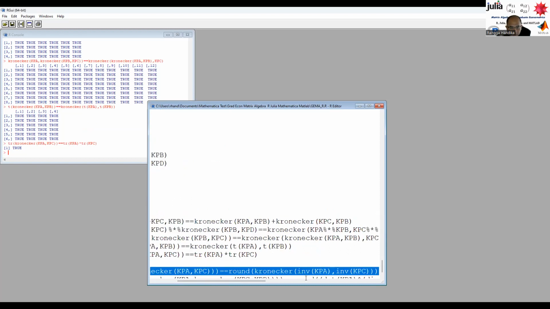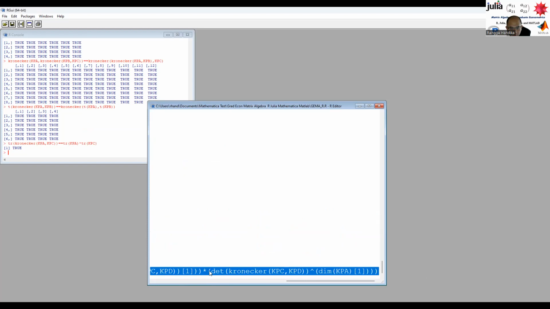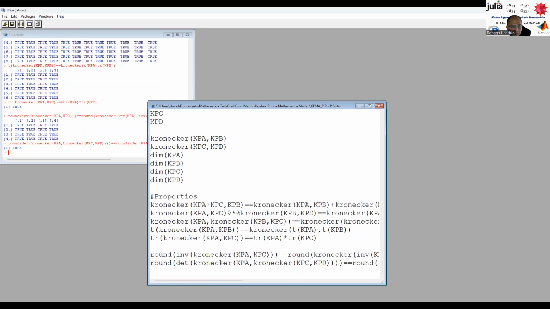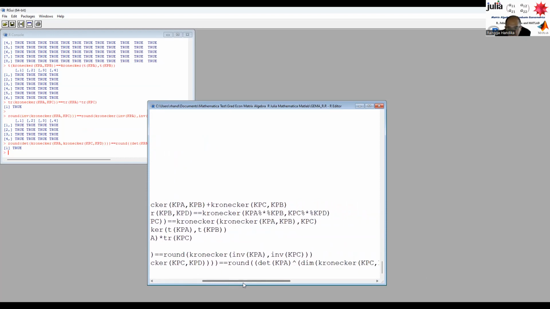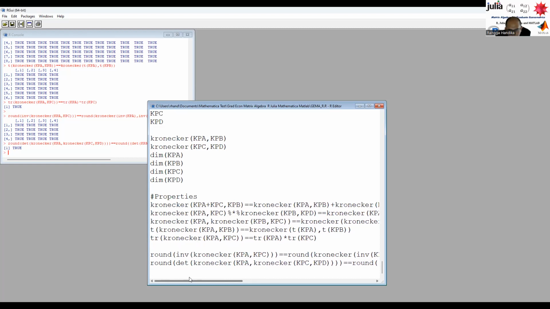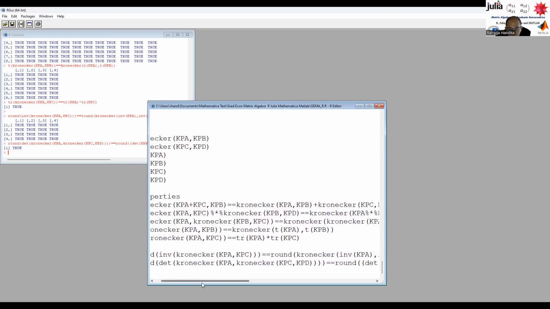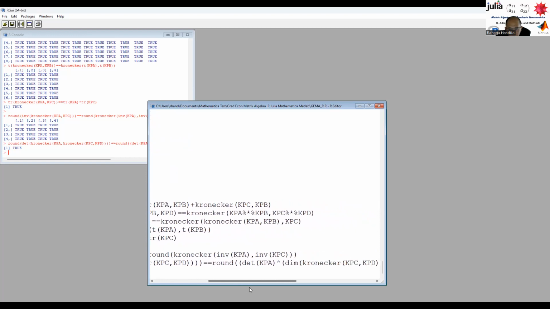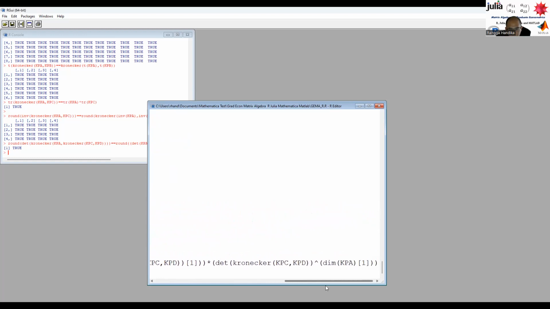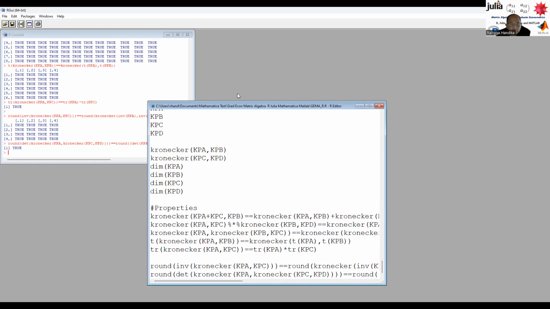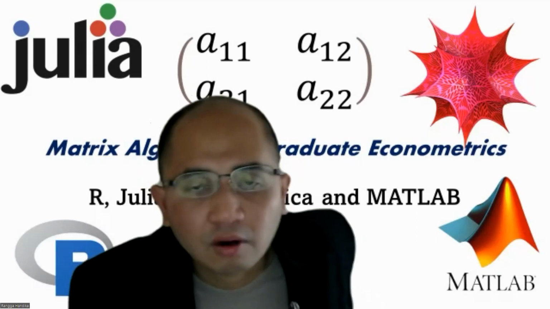Okay, so this is the inverse. This is a bit long, very long. You can find that the inverse of Kronecker A and C equals Kronecker of inverse A and inverse C. And then the determinant of Kronecker A and Kronecker CD equals the determinant of A to the power of the dimension of Kronecker CD, multiplied by the determinant of Kronecker CD to the power of the dimension of A. Okay, we finished. Let's go to the implementation in Julia.